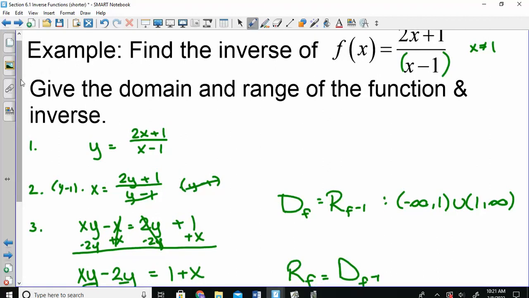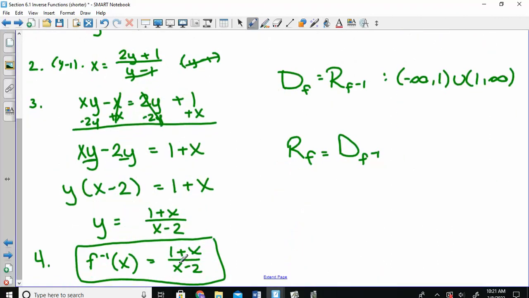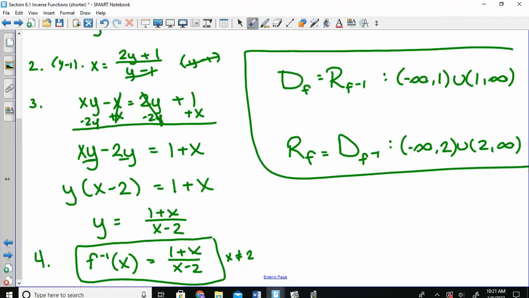Okay, it's a little bit harder to find the range by looking at that, but the range of the function is the same as the domain in the inverse. When I look at the inverse, what can x not be? 2, because the bottom can't be 0. So that one is negative infinity to 2, union 2 to infinity.